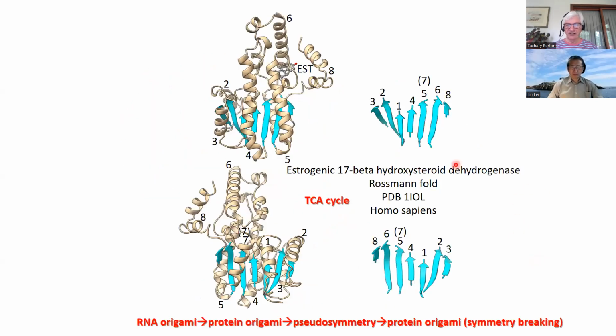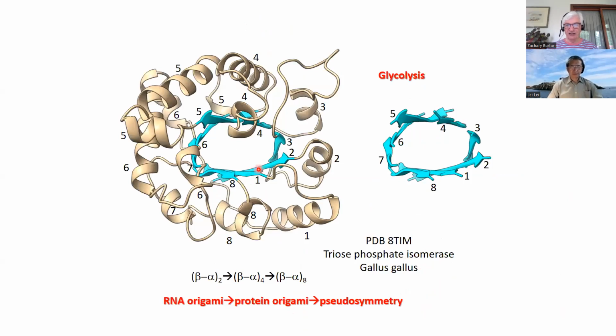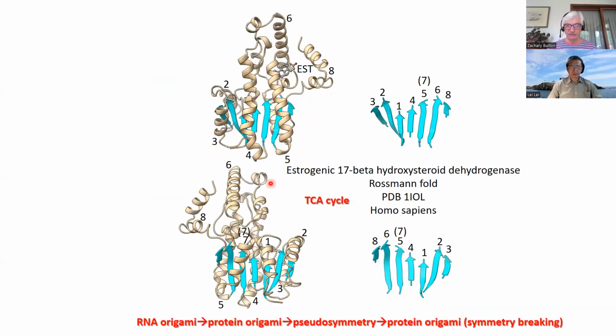And this is Rossmann fold. And let's see, here we've rearranged and stretched out this pattern. So this pattern goes to this pattern. And so this is RNA origami going to protein origami, going to pseudosymmetry, and going to more protein origami, which involves pseudosymmetry breaking.